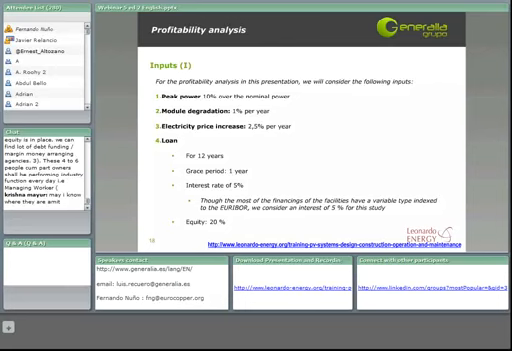we have considered an interest rate of 5%, though most of the financing facilities have a variable type which is indexed to the Euribor. And finally, we have considered an equity of 20%, so we are considering a loan of 80%.